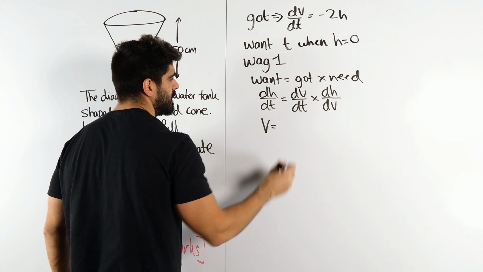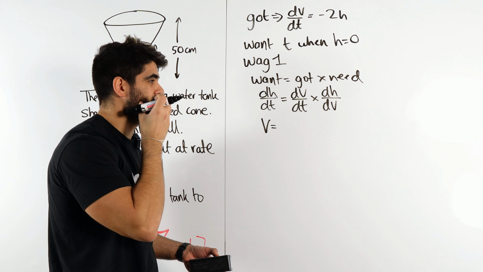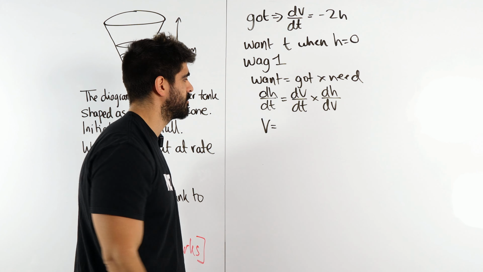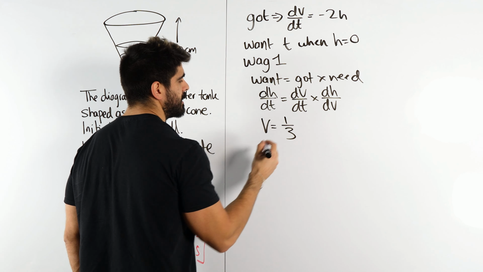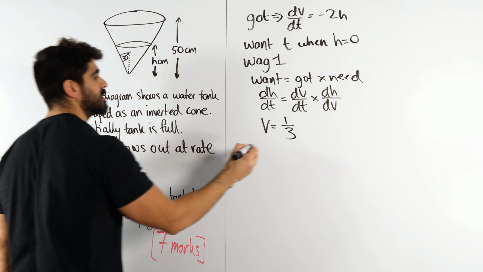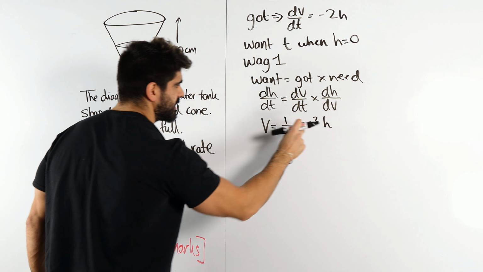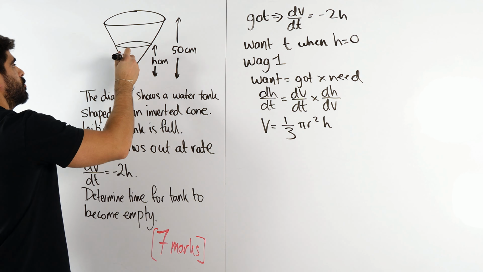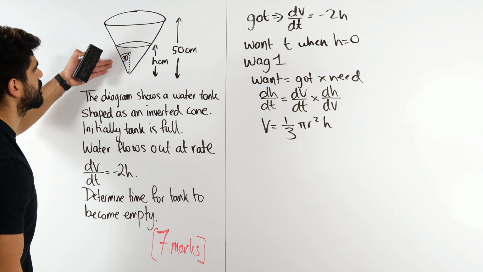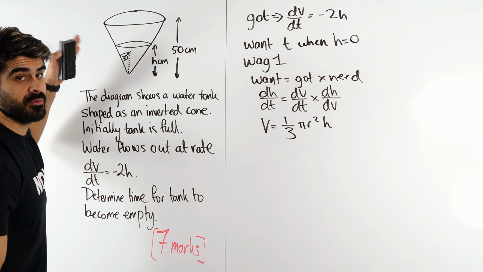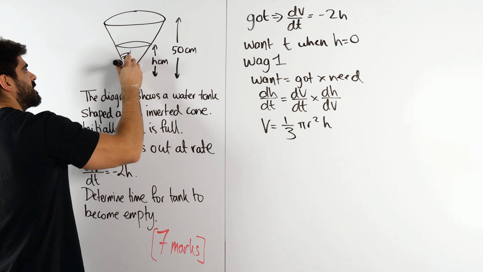Now sometimes they give the volume to you, I can't remember if the question given to me did, but you should remember this anyway: the volume of a cone is 1/3 base area, because it's a circle, pi r squared, times the height. Now the problem here is this radius. We somehow need to find the radius of the liquid that is basically in the cone. To do that, we're going to form a right-angled triangle.